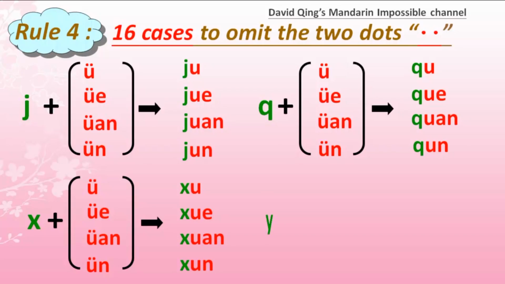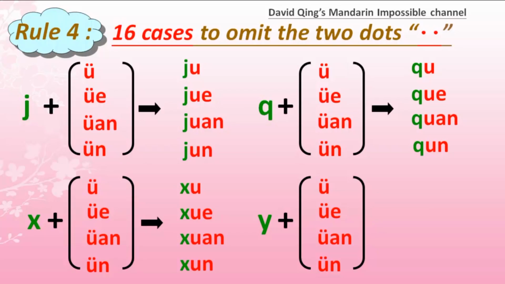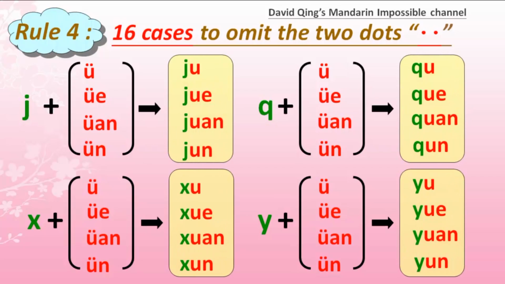When the consonant y combined with the vowel yu, yue, yuan, or yun, the combinations are represented as yu, yue, yuan, yun, without 2 dots above the vowel. Inside highlighted boxes are the 16 cases to omit the 2 dots. You must also pay attention to their pronunciations.